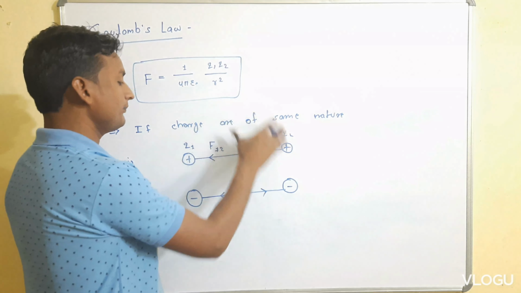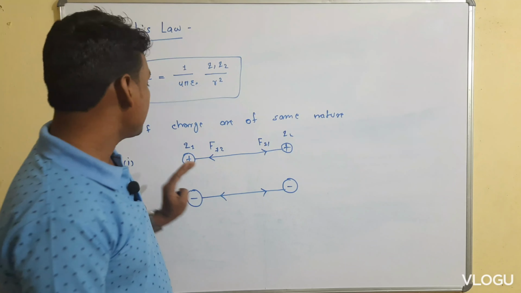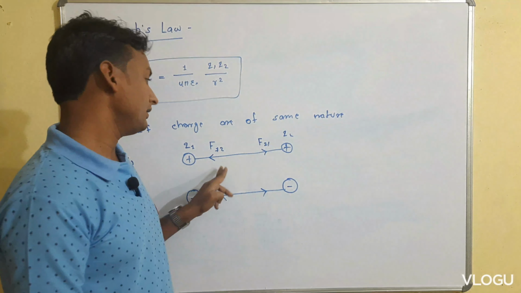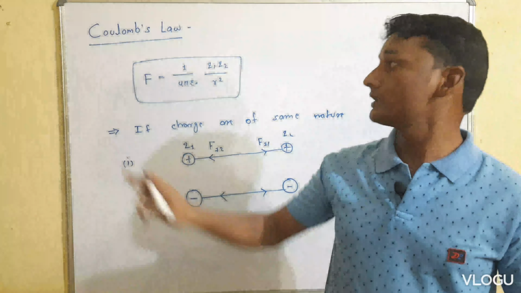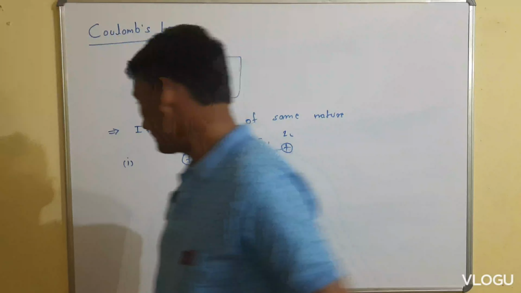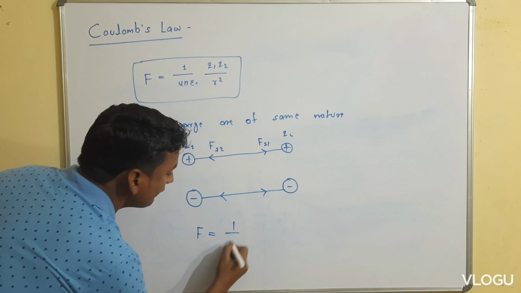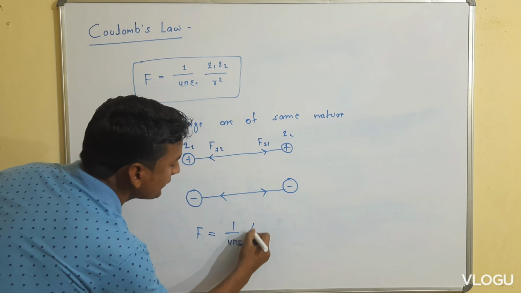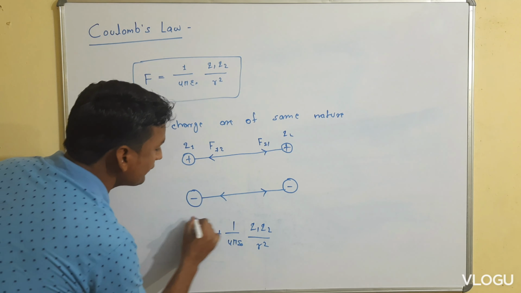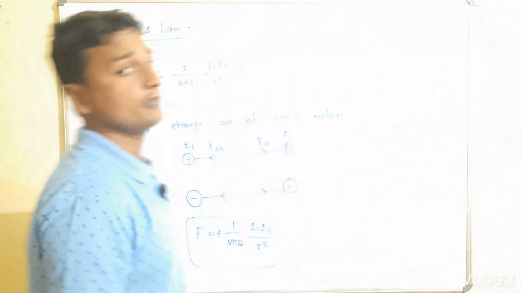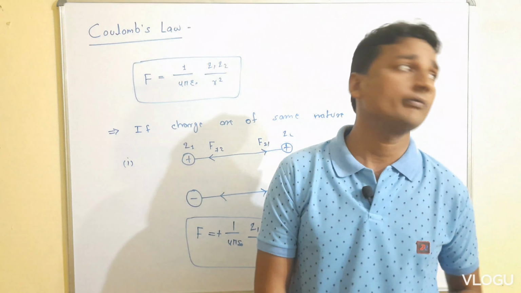So when the charges are of same polarity, the force acting between these two charges is called the force of repulsion, and in this case the force is going to be positive. That is, we can write F as 1 by 4 pi epsilon Q1 multiplied with Q2 divided by R square. You don't need to put a positive sign before, because positive sign is present itself everywhere where the negative is not applicable.